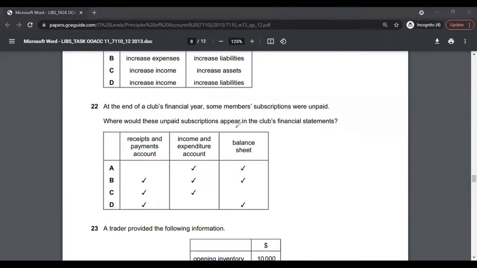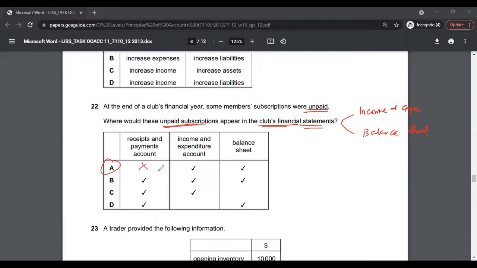Multiple choice 22. At the end of the club's financial year, some members' subscriptions were unpaid. Where would these unpaid subscriptions appear in the club's financial statements? These will only appear in income and expenditure and the balance sheet. So the answer to multiple choice 22 is actually option A.